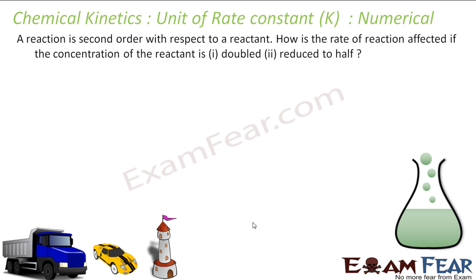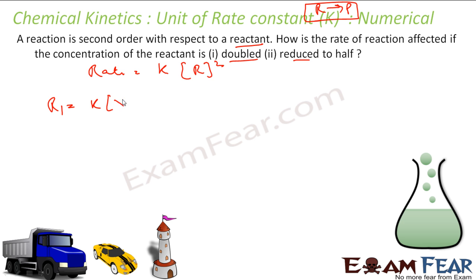Let's take another example. A reaction is second order with respect to a reactant. This is a second order reaction. How is the rate affected if the concentration is doubled and reduced to half? So that means I have rate is nothing but K times the reactant to the power 2. That is my example. Reactant to product is my equation. This is my rate law. Now, let's suppose in the first scenario my concentration was X. So this was my rate.